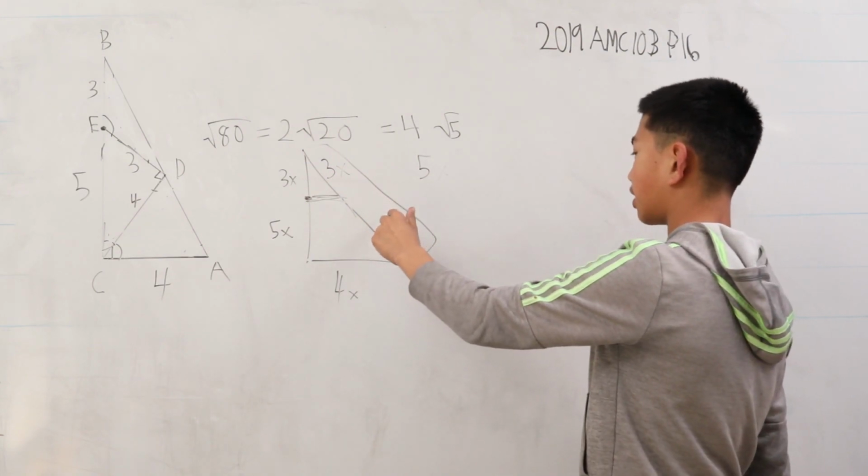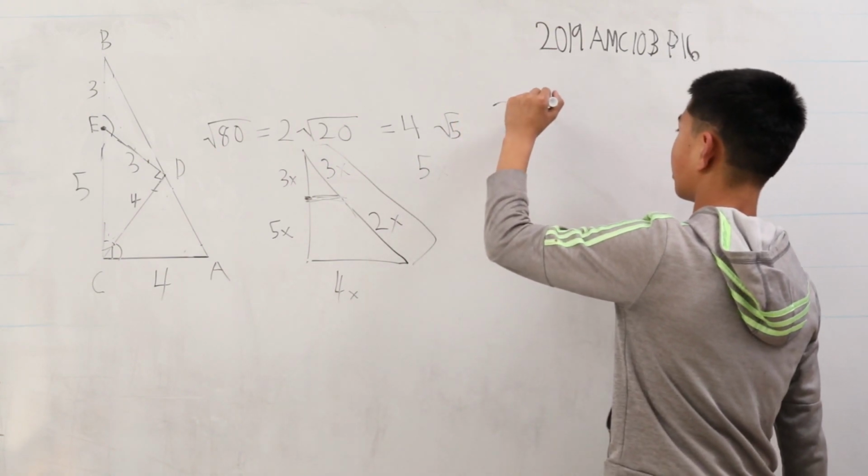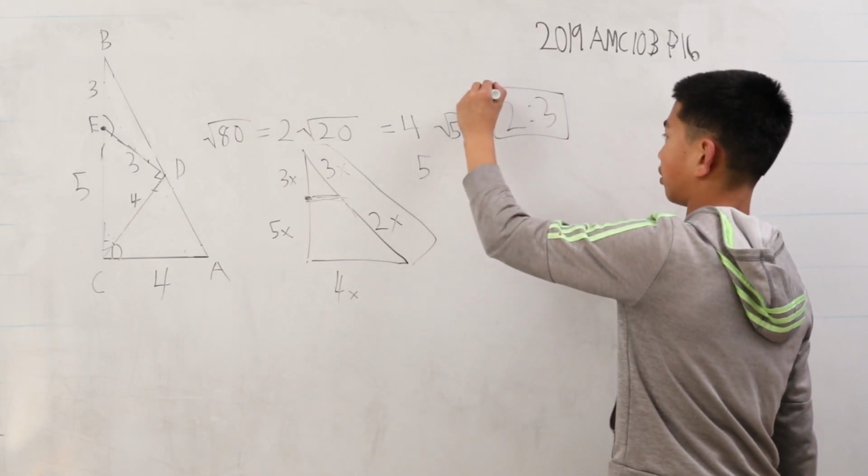And since the remaining part here is going to be 2x, our ratio is going to be 2 to 3, or 3 to 2, whatever you want to call it. That's our answer.